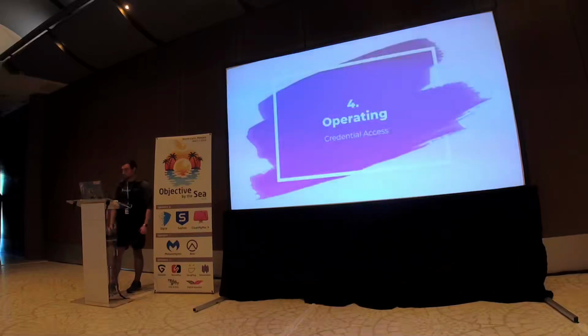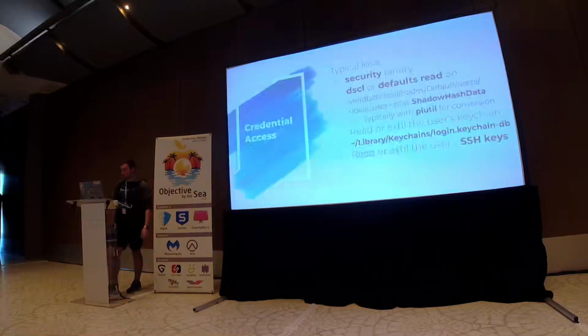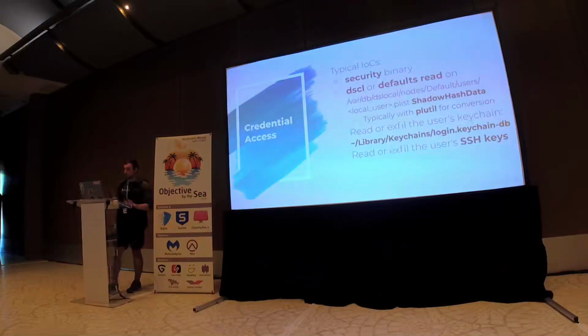So the next thing I'll talk about is getting credential access. This is kind of a big one as we go through and we do operations. Typically, people will go through and use a security binary to try and dump keychain. They'll use DSCL or defaults read to try and read the shadow hash data. If you guys aren't familiar with this, on macOS, instead of having like the SAM and security files and stuff like they have on Windows, they'll go through in the user's plist file, they'll have this shadow hash data, which is a couple of different versions of the user's password hashed.